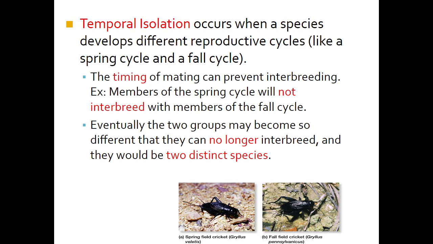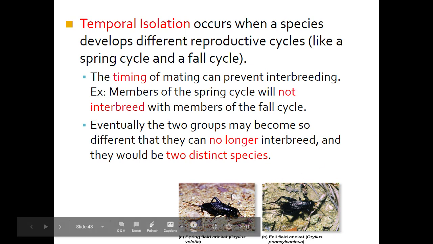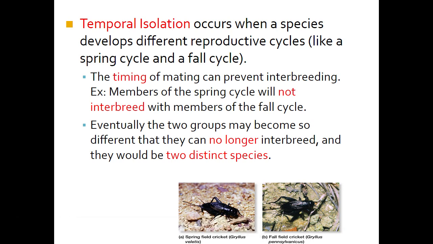An example down here, you have some crickets. This is the spring field cricket, and this is the fall field cricket. And they're very, very similar. The only difference is really that they don't mate at the same time of the year. So they're never going to come across each other to reproduce. Okay, so they became so different that they no longer interbreed, and they're two distinct species.